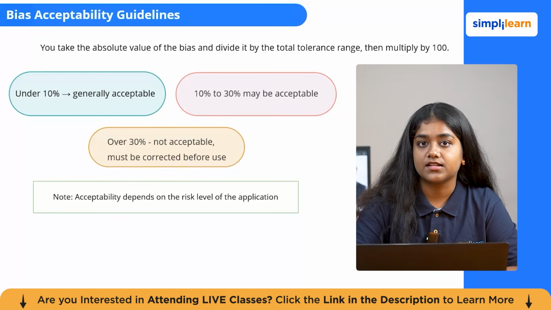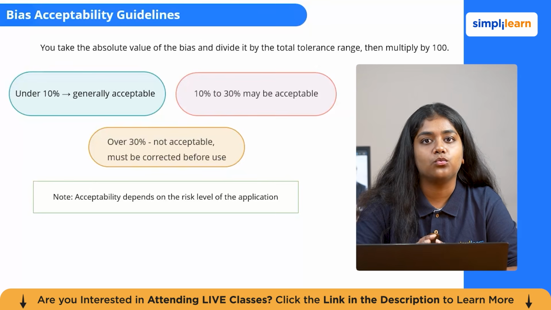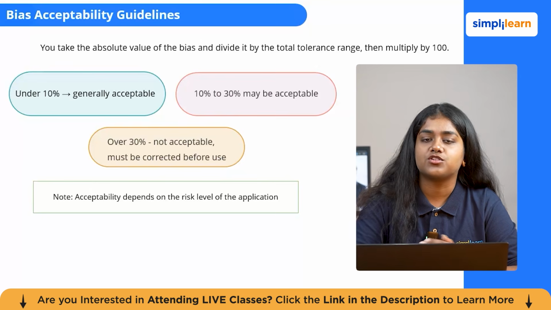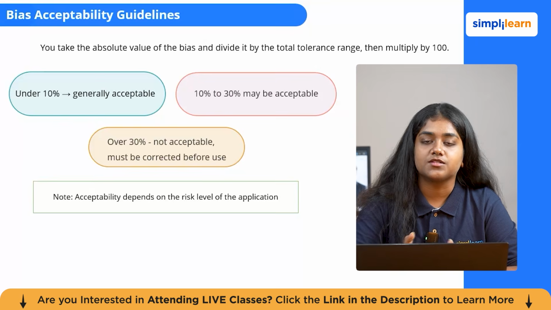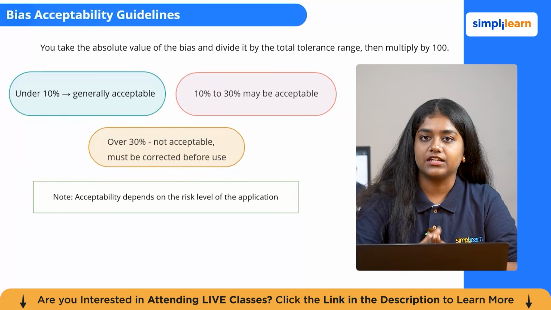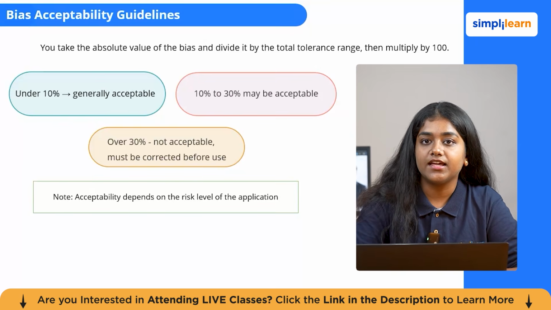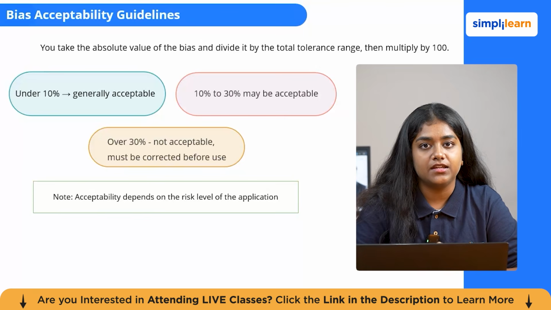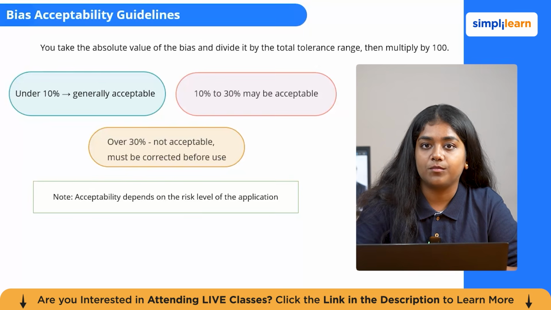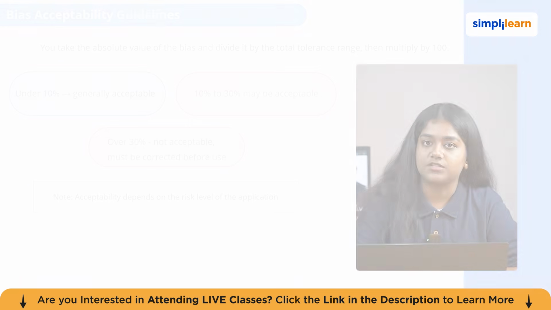Acceptability depends on the risk. The final decision depends on the application. A low-risk feature with a wide tolerance may allow more measurement error. A critical safety, regulatory, or customer-sensitive feature requires a much tighter measurement system, even if the bias percentage appears moderate. If bias is found to be significant and unacceptable, the next step is to identify and eliminate the root cause. So this might mean recalibrating the instrument, repairing worn components, retraining operators, or revising the measurement procedures.